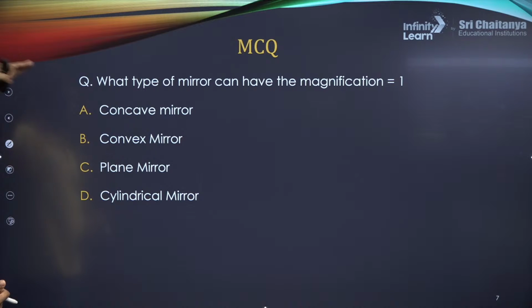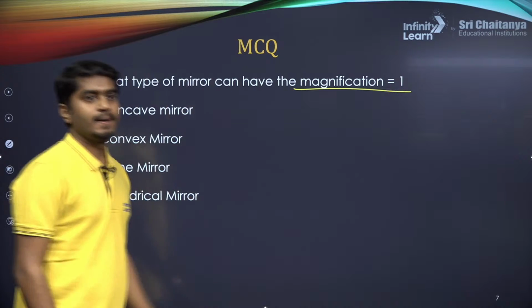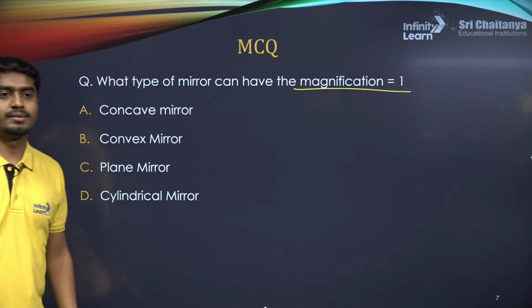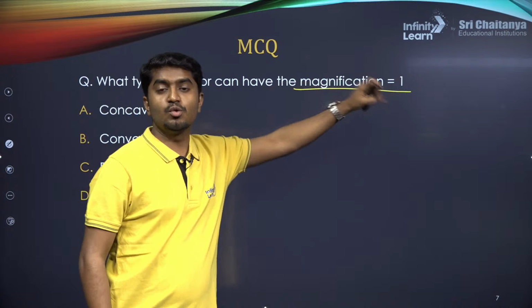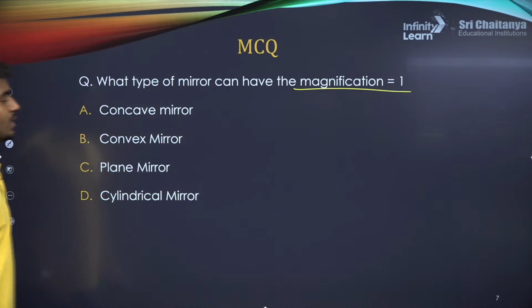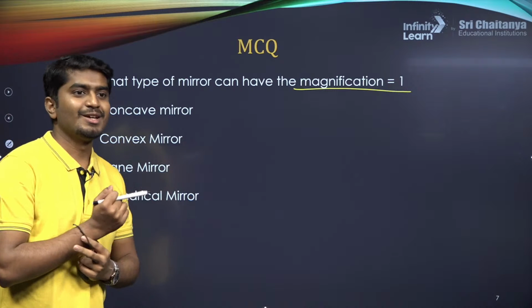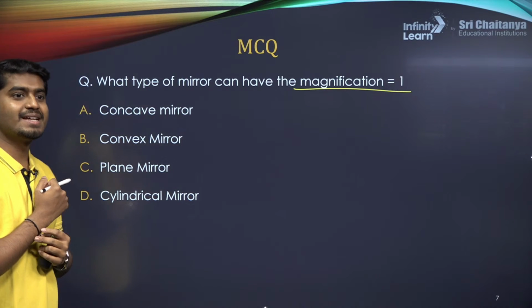So what is the question, what type of mirror can have magnification equal to 1? So options are concave, convex, plane mirror, cylindrical mirror. So कौन से मिरर में मैग्निफिकेशन इज इक्वल टू 1? Concave and plane, okay, concave is not correct, plane mirror yes that is correct.